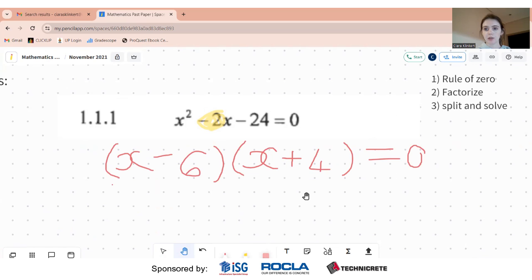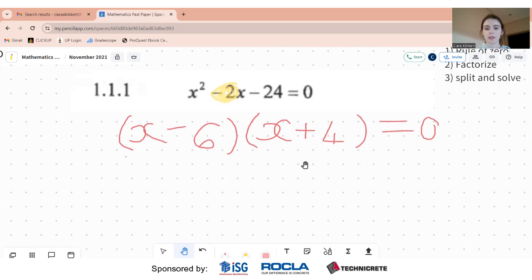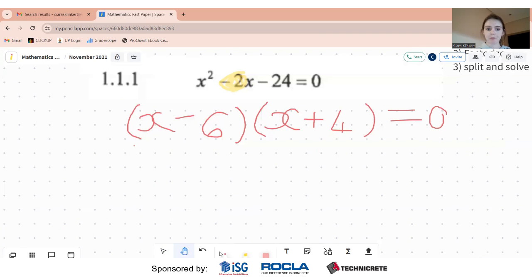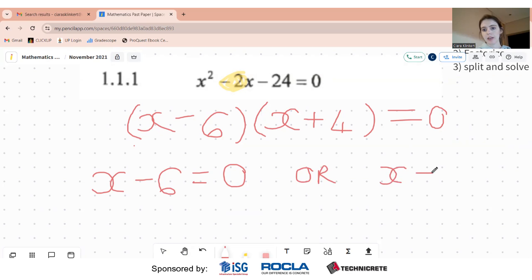Now I'm ready to do the third step, which I call splitting and solving. So I take each bracket and set each bracket equal to 0. x minus 6 equal to 0, or x plus 4 equal to 0. So I've now done the split step. Now I need to solve. I need to solve for x. I need to isolate x.